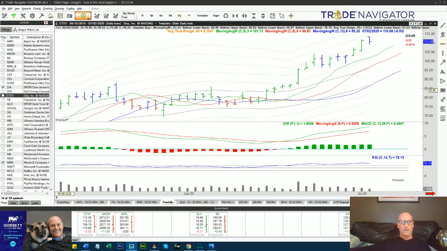All right, so we got that taken care of. So let's get into it. How to trade fractals using the Alligator Indicator. So first of all, what is a fractal?